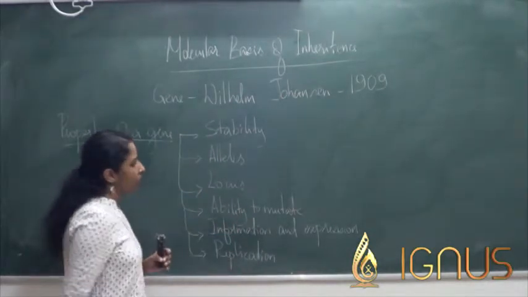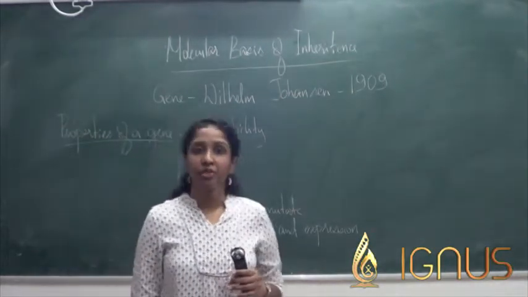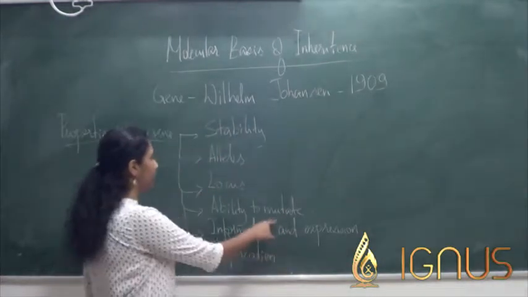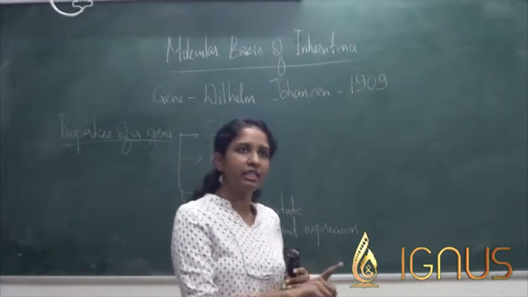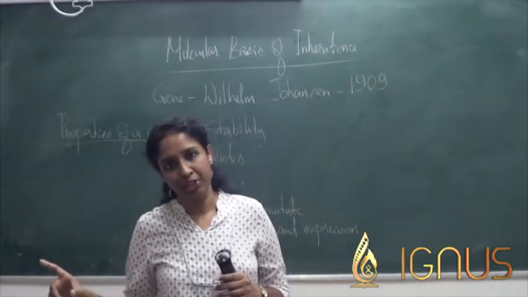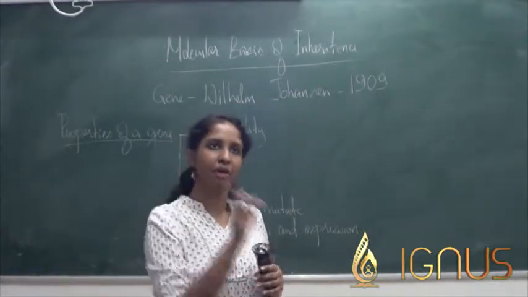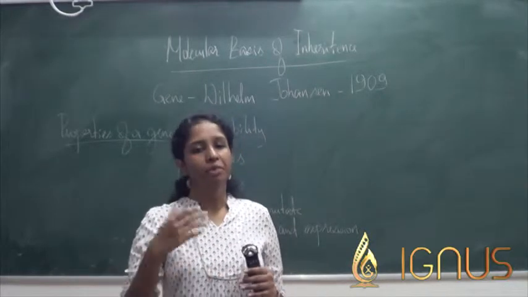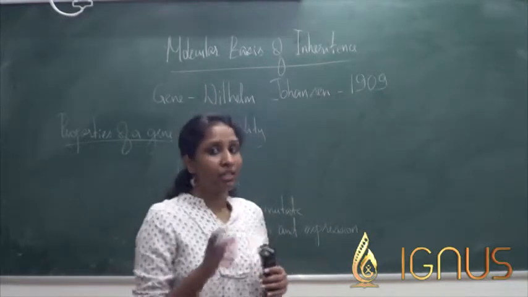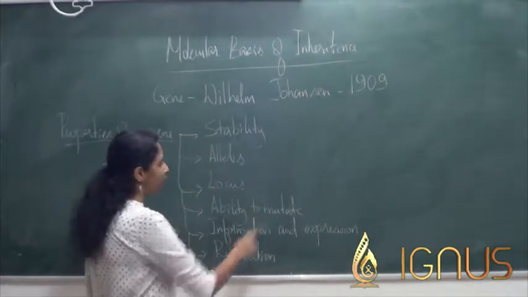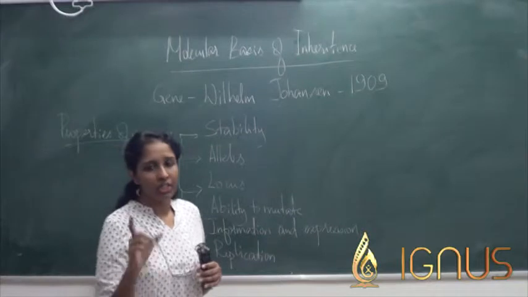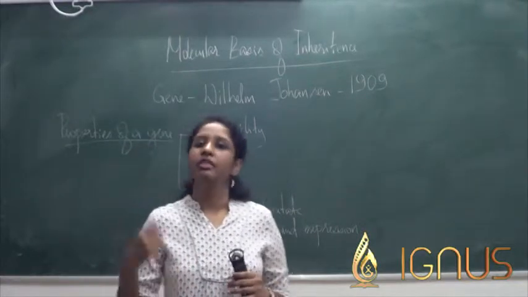The fourth one is the ability for it to mutate. That is what I was saying when I was talking about stability, that not just does it need to pass on from one generation to another, it needs to pass on in the same form. Most of the times it can undergo changes, and that change can happen through mutation. So a gene needs to have the ability to mutate.